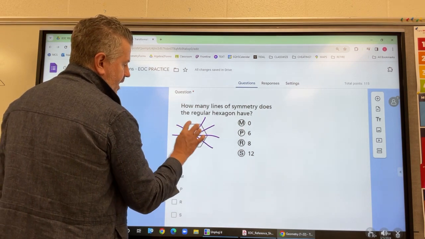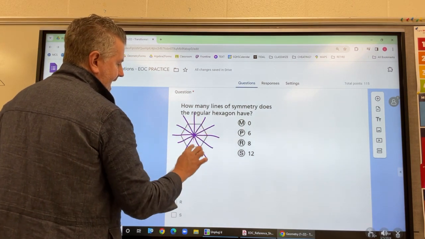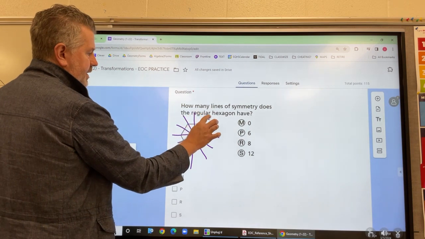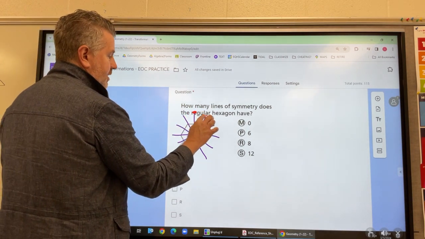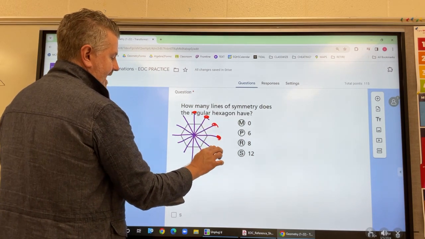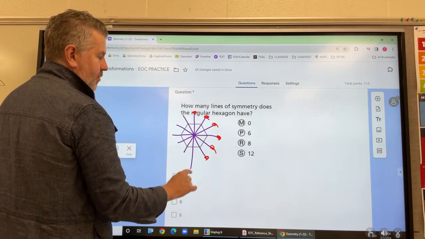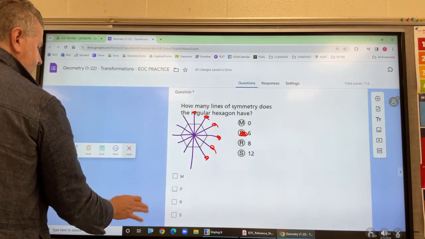So we're just going to draw them all until they overlap themselves. So 1, 2, well now I have to mark them so I can keep up with it. 1, 2, 3, 4, 5, 6, and then I'm back to the same one where I started. So we'll go with 6.